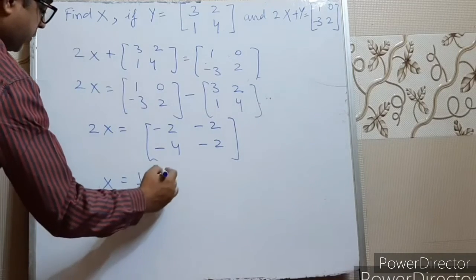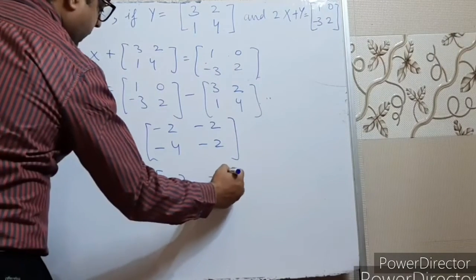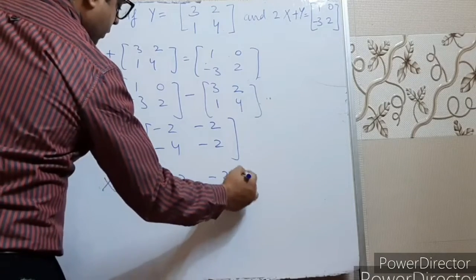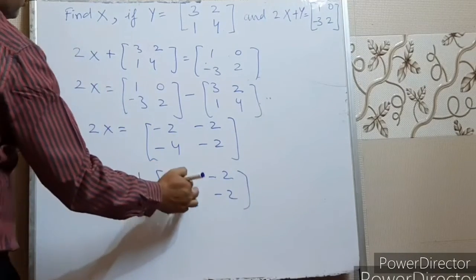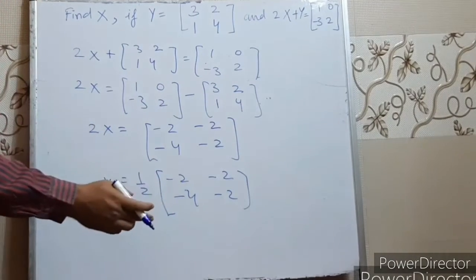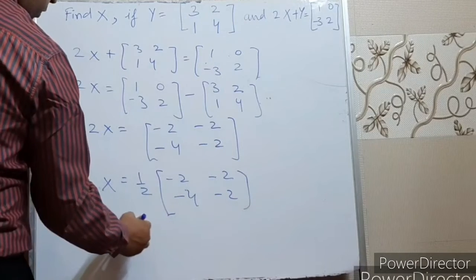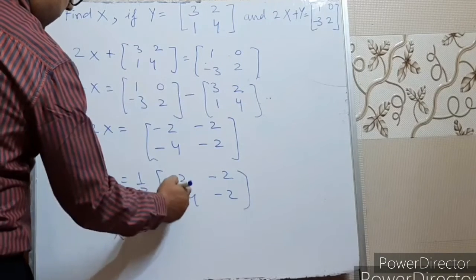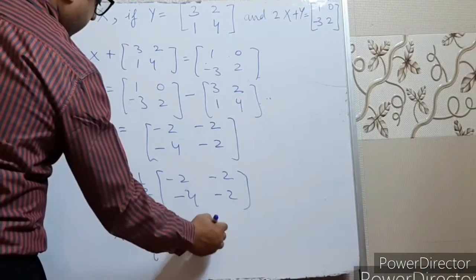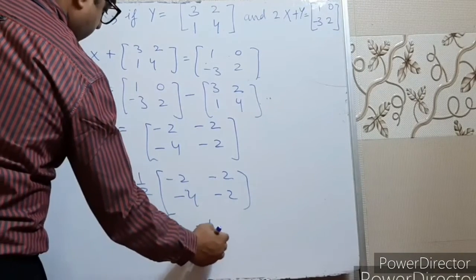That means you'll get 1 by 2 here, times [-2, 2; -4, -2]. Whenever you multiply 1 by 2 to this matrix, that means this 1 by 2 will be multiplied in every element of the matrix. So when 1 by 2 is multiplied by minus 2, you will get minus 1. Here again you will get minus 1, minus 2 and minus 1.